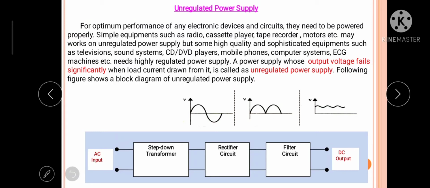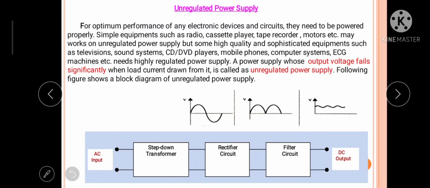For optimum performance of any electronic devices and circuits, they need to be powered properly. Simple equipments such as radio, cassette player, tape recorder, motors, etc. may work on unregulated power supply, but some high quality and sophisticated equipments such as televisions, sound systems, CD players, DVD players, mobile phones, computer systems, laptops, ECG machines and many more need highly regulated power supply.